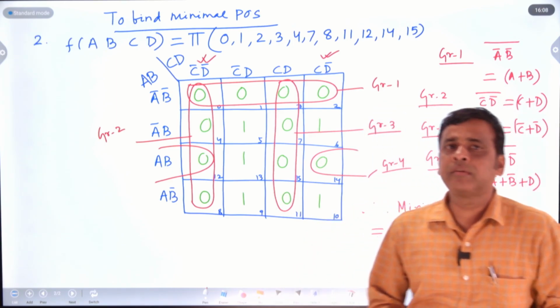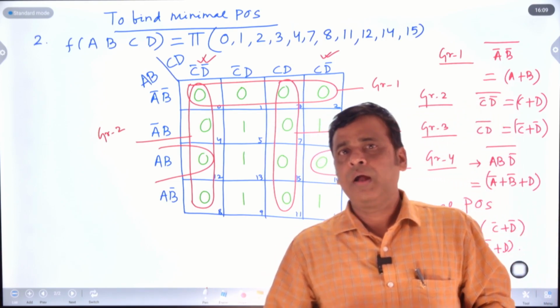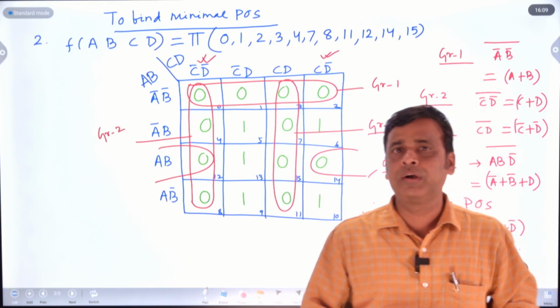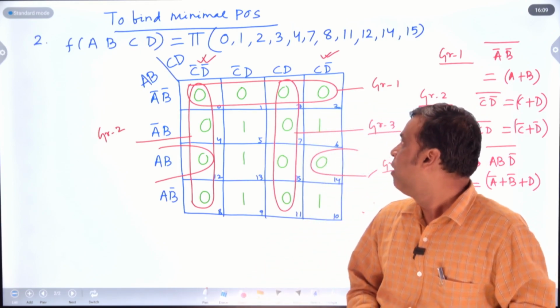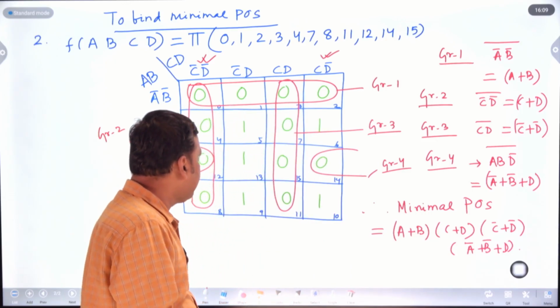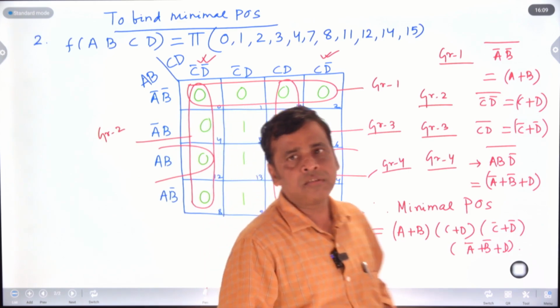If the question asks to find the minimal SOP and minimal POS and design them using NAND gates only or NOR gates only, in the next class we will work out how to derive these from the minimal SOP using only NAND gates or only NOR gates.